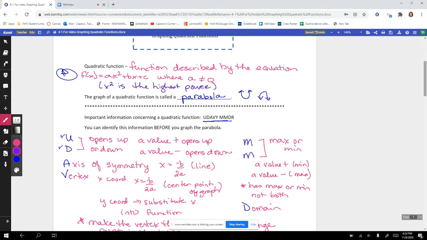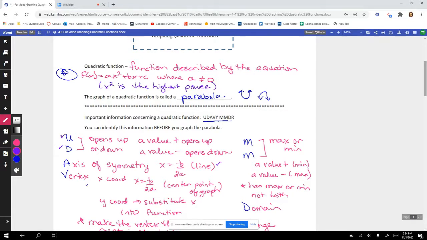Well, how do we know? The a value. If the a value, that coefficient before x squared, is positive, the parabola is going to open up. If it's negative, it's going to open down. Now, the axis of symmetry, that's the line that goes right in the center, has the equation x is equal to negative b over 2a. And that's a line, not a point. That's different from the vertex. The vertex is a point.